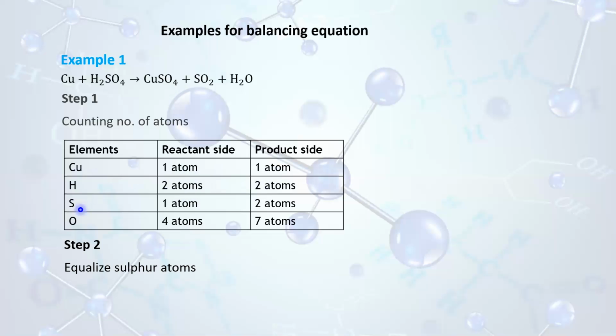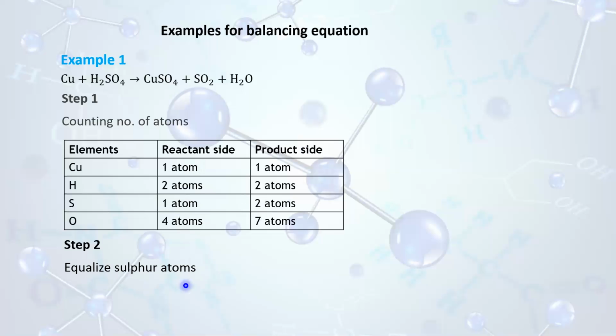Then comes the sulfur. On reactant side, 1 atom, and on product side, 2 atoms. That is, in the reactant side, the number of atoms is less. So we have to balance this first.